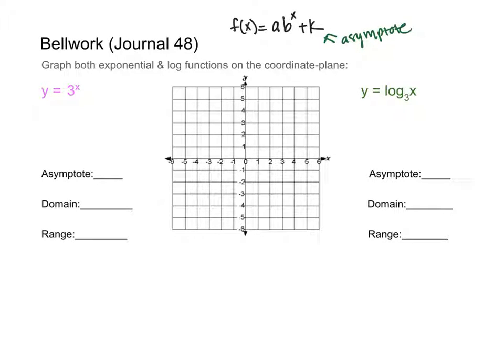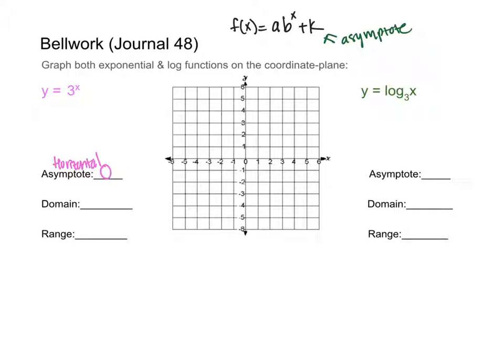So in this case, notice that there isn't a plus or minus anything next to the base. So our asymptote is at 0. If you don't see a k, the asymptote is 0. And if you remember, this type of asymptote is a horizontal asymptote.